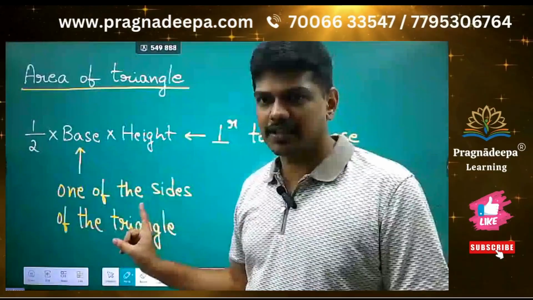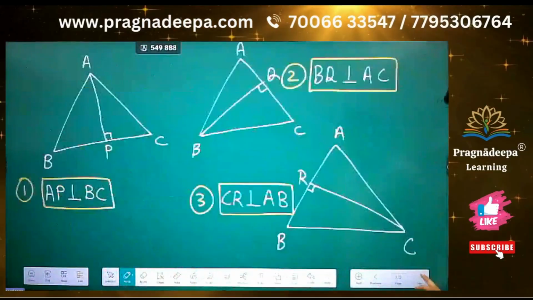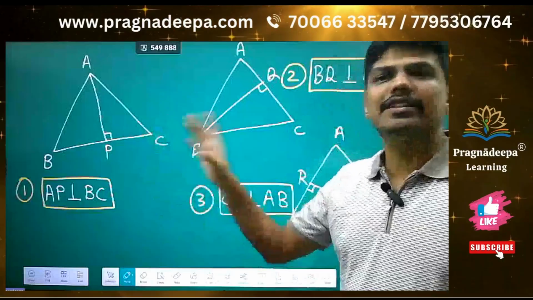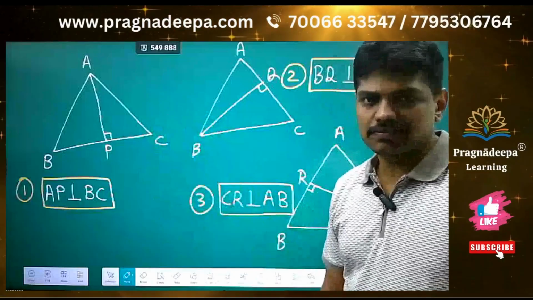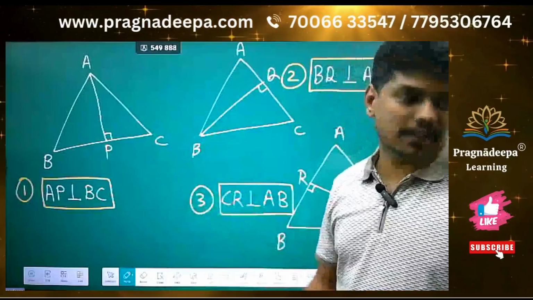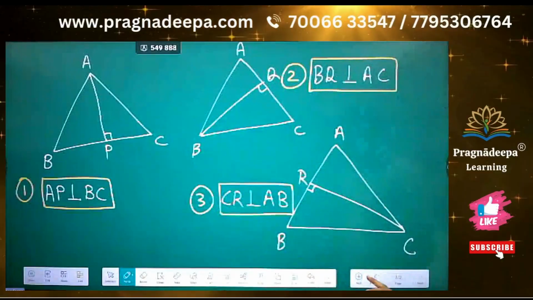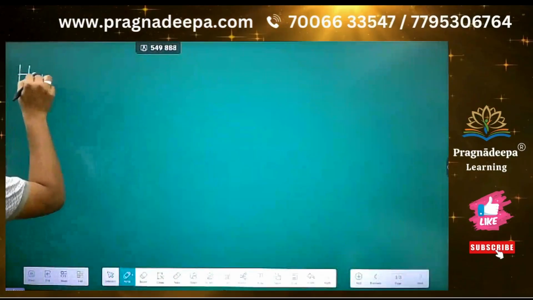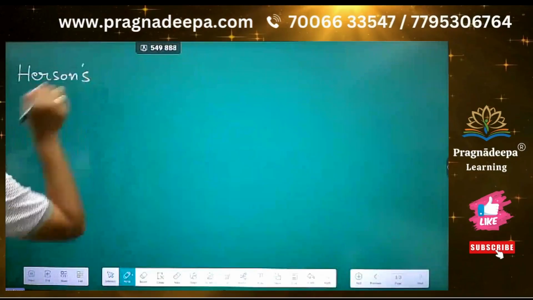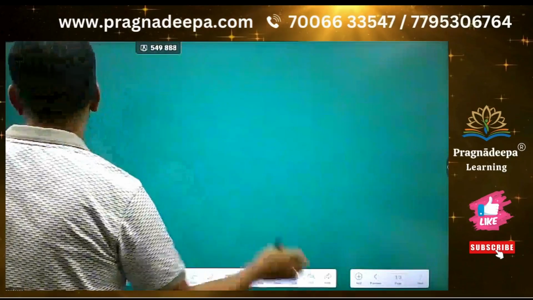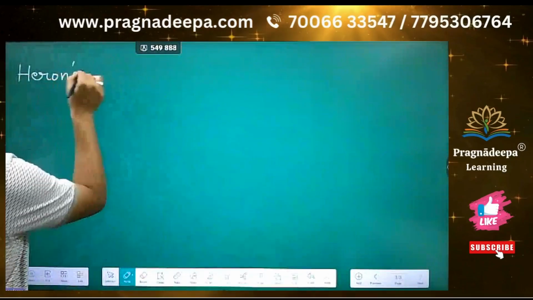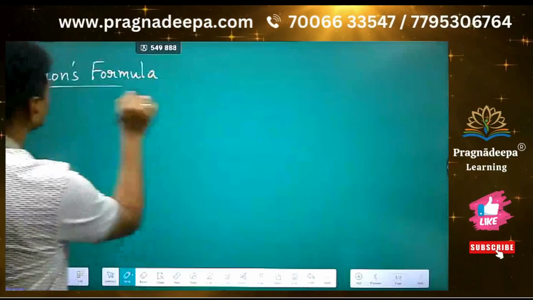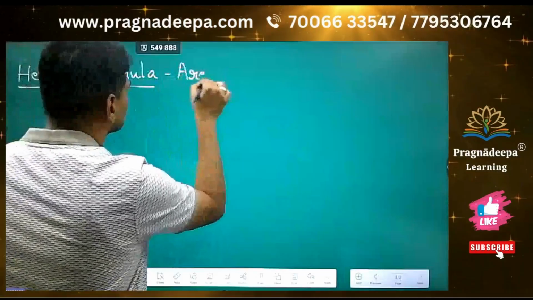Any doubt in this idea? Artha aitalva? So what is the disadvantage of these ideas is, namage height gottidre matra we can find the area of the triangle. Always we don't know whether height is possible or not. That is why there is one formula which was given by Heron's formula. So this formula is used to calculate the area of a triangle.